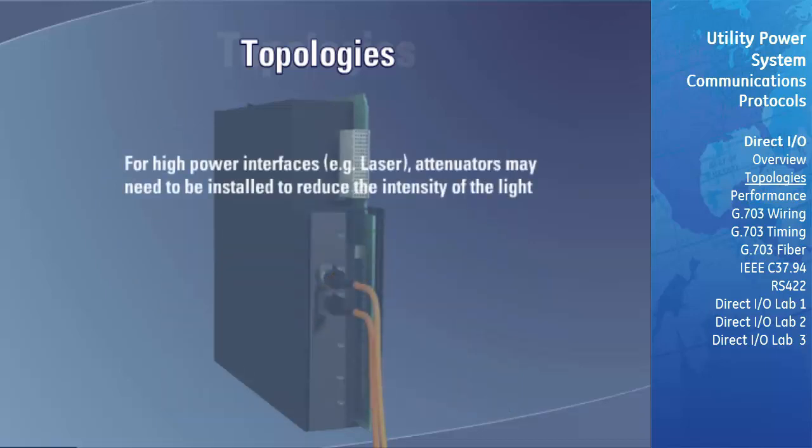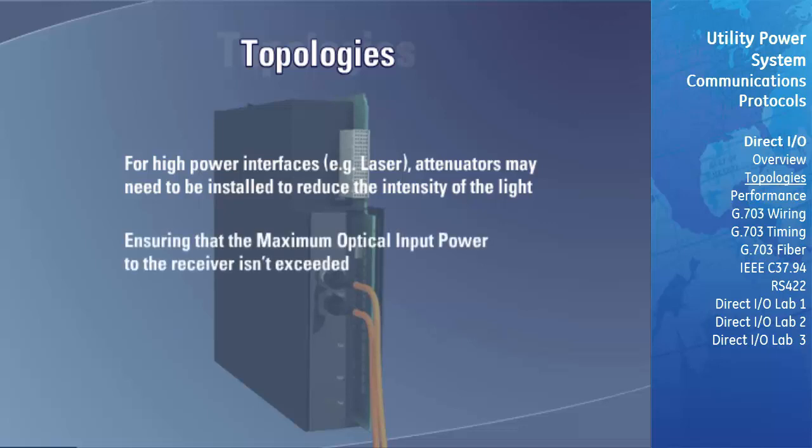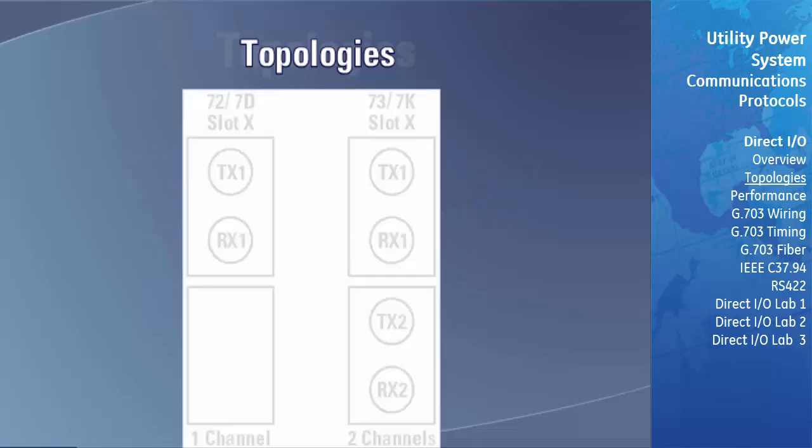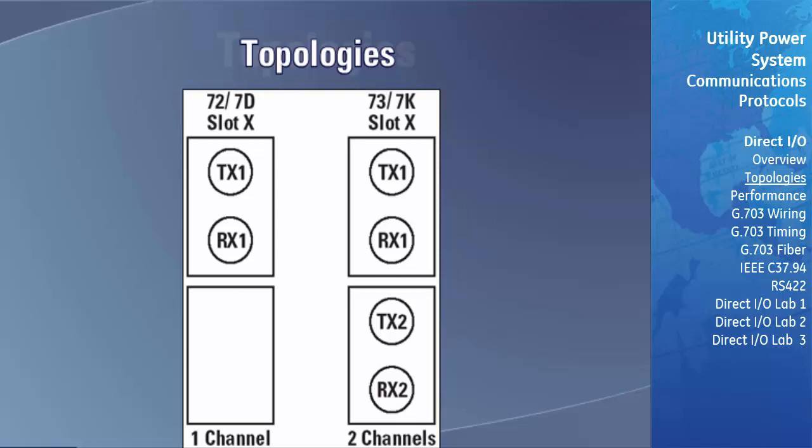When using a high-power interface, such as laser, devices called attenuators may need to be installed between the transmitter and receiver to attenuate or reduce the intensity of the light to ensure that the maximum optical input power to the receiver isn't exceeded. Here we can see the configuration for the 72, 73, 7D, and 7K fiber laser modules.